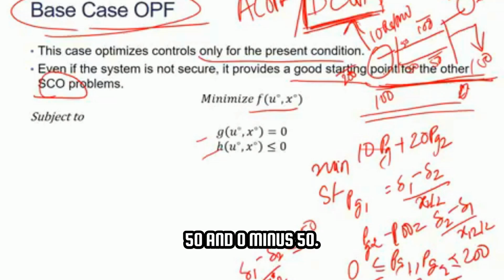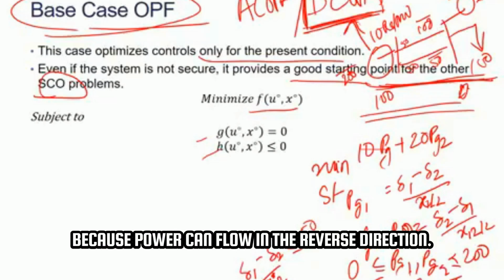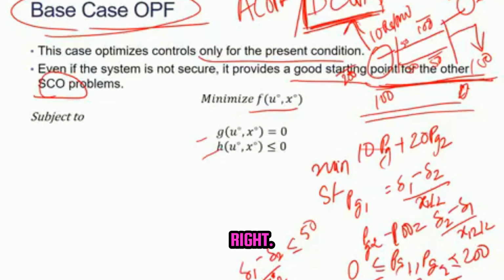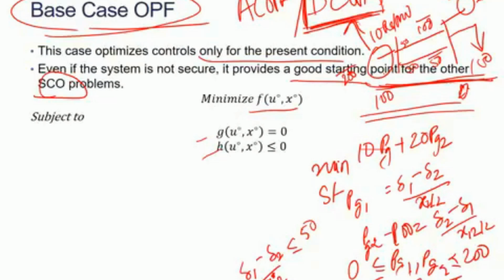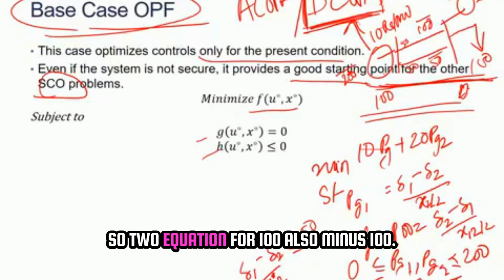-50 and 0. Minus 50, right? Because power can flow in the reverse direction. Minus. Right. Yes. Will there be just one equation? Because there are two lines. Will there be another equation? So two equations for 100 also, minus 100 to 100.